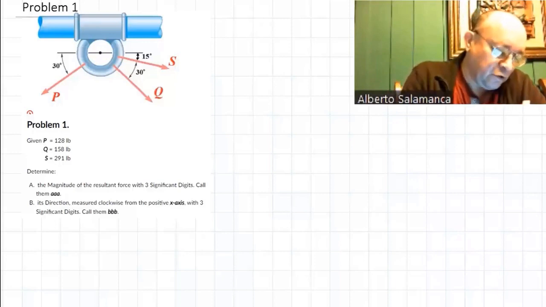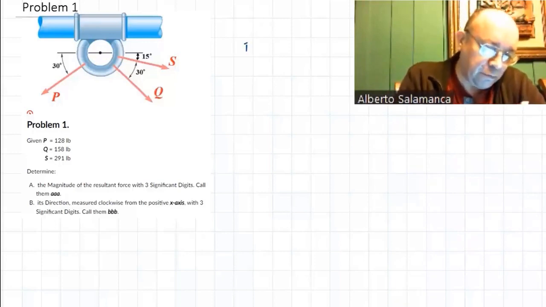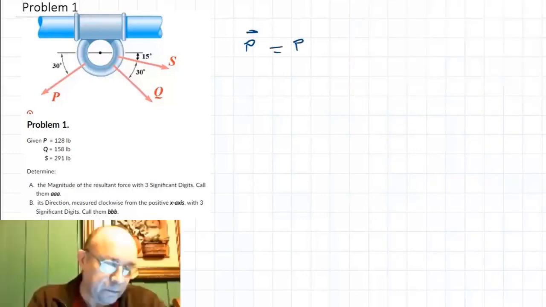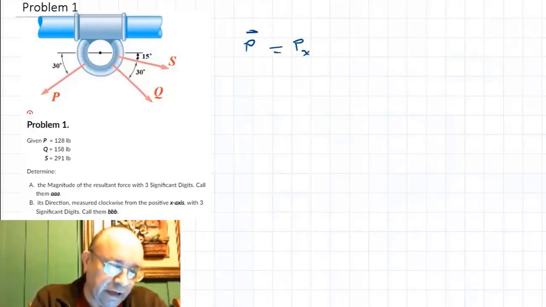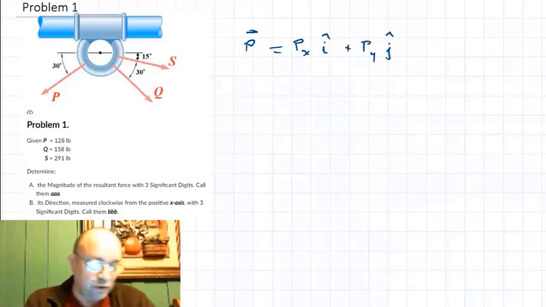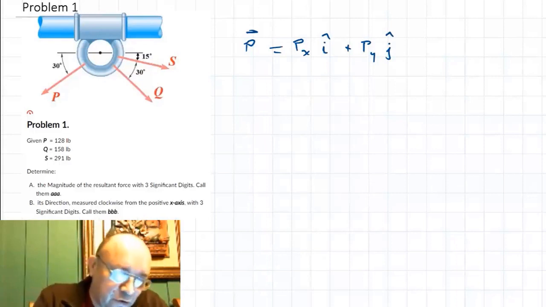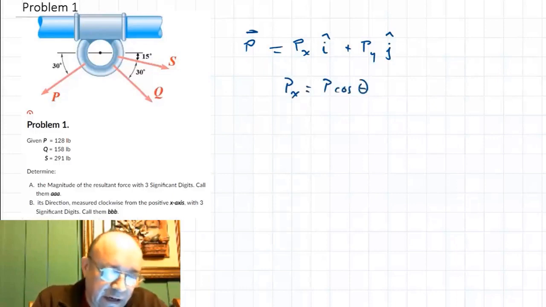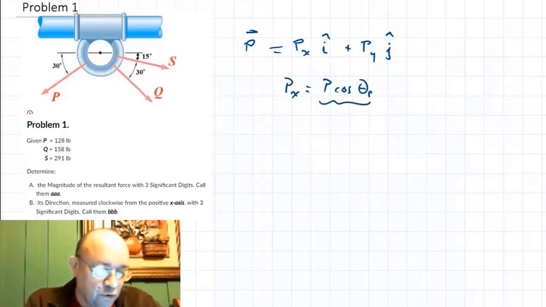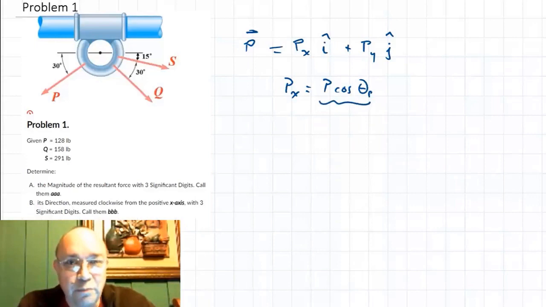Let's see. You have a force P. This force can be expressed as Px i plus Py j. And that's how you decompose all those forces. You are probably used to Px equal to P cosine theta. This is true if you have the angle that the force makes with respect to the x-axis. But that's not always the case.